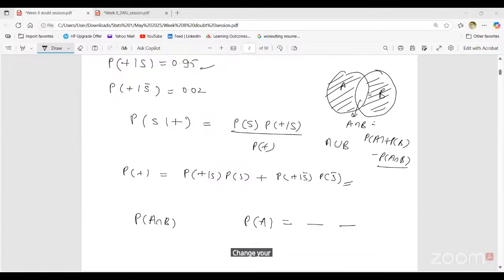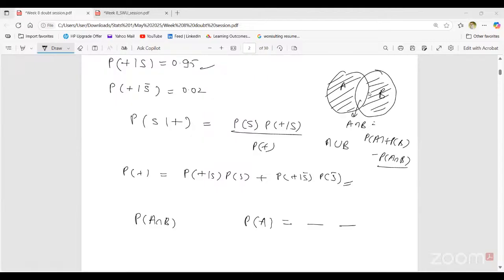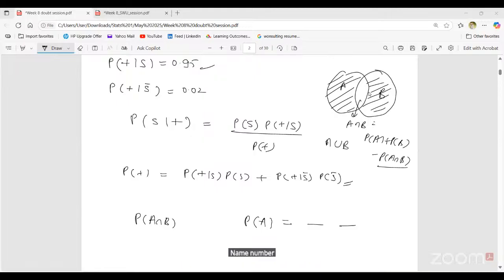If the probability of completing the task individually is given, find the probability that the task is completed. The task is given to 3 students. Are we using the total probability? Yeah, this is total probability only. The probability of choosing one of the students would be 1 by 3, and then we'll calculate the inverse.